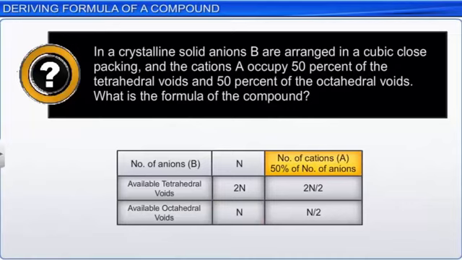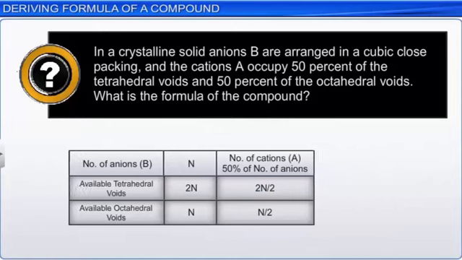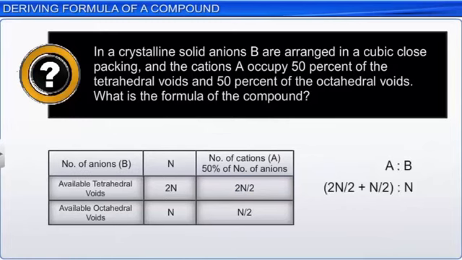Cations A occupy 50% of the octahedral voids. That is, cations A are present in N/2 octahedral voids. Also, cations A occupy 50% of the tetrahedral voids. That is, cations A are present in 2N/2 tetrahedral voids. The A:B ratio thus becomes 3N/2:N. The simple whole number ratio of A:B is 3:2. Thus, the formula becomes A3B2.